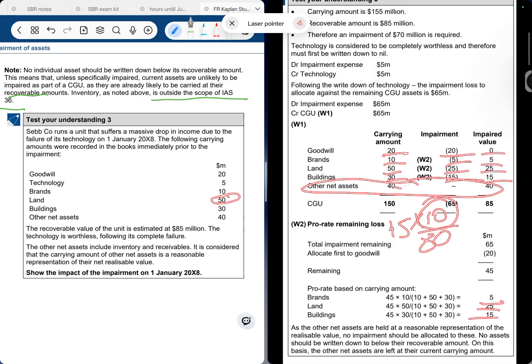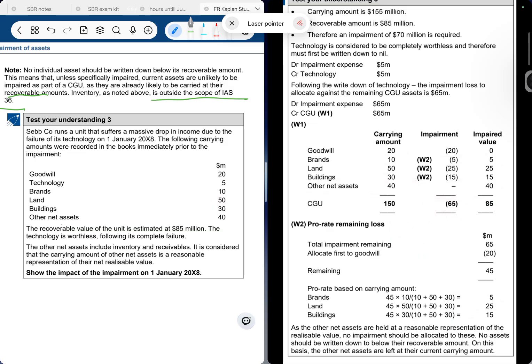अभी अदर नेट एसेट्स है उसको हम लोग नहीं टच करते, वो जैसा है वैसा रहने दो क्योंकि वो नेट रियलाइजेबल वैल्यू पे है. सो हमारा टोटल ये सब हमारी इम्पेयर्ड वैल्यू आ गई, ये अभी हमारी इम्पेयर्ड वैल्यू है और 85 हो गया हमारा रिकवरेबल अमाउंट. That's it guys, that's it for the sum.